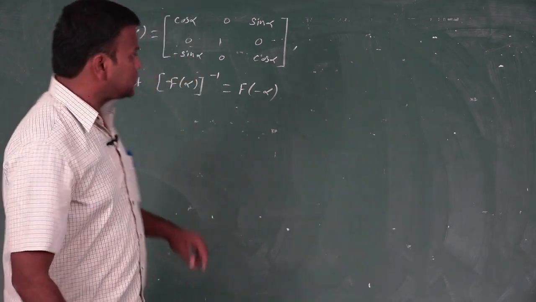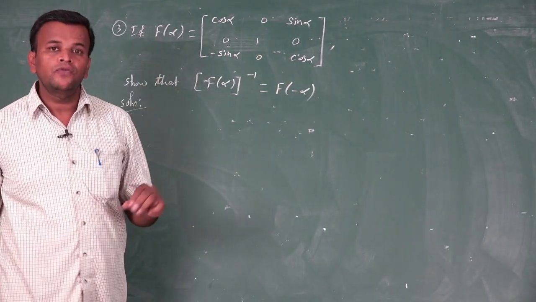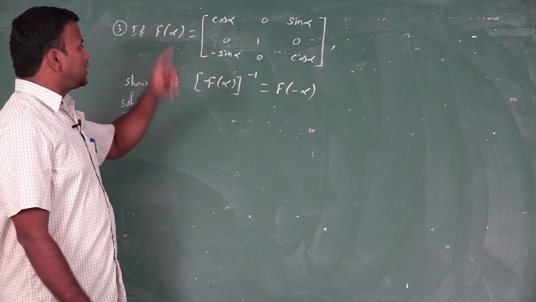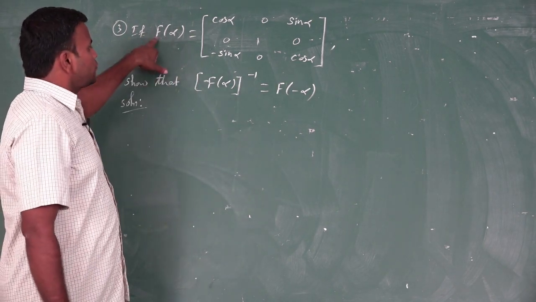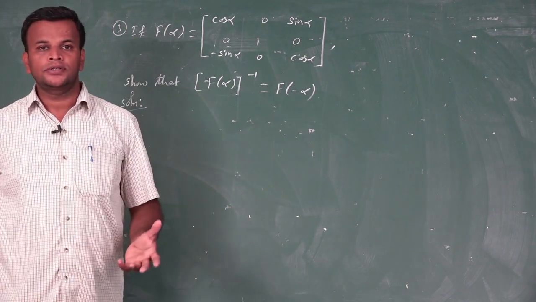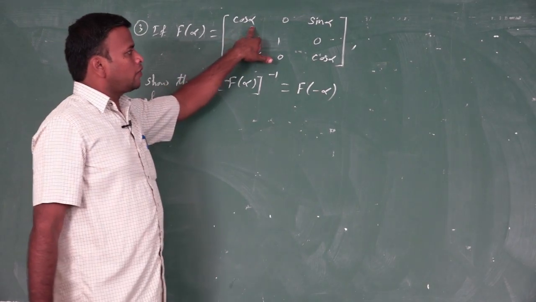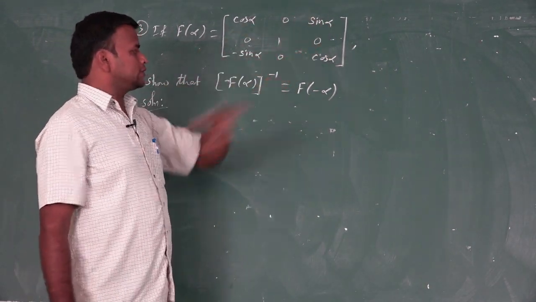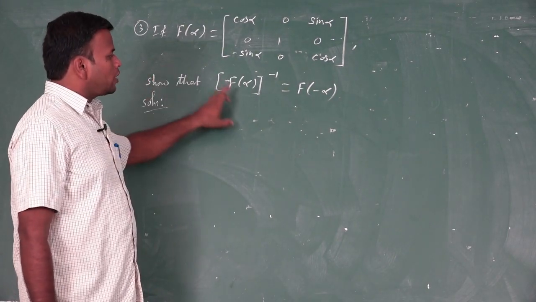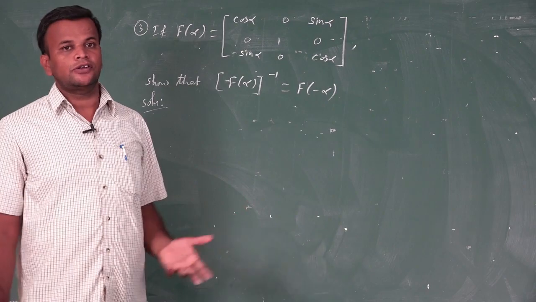The next one is the third one. The given matrix is named F of alpha, capital letter F of alpha. F is a function of alpha, so we say it is F of alpha. It contains cos alpha, 0, sin alpha like this. Then our question is to show that F of alpha the whole inverse is equal to F of minus alpha.